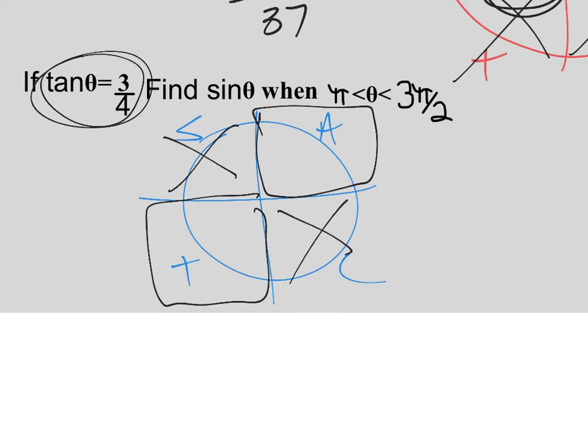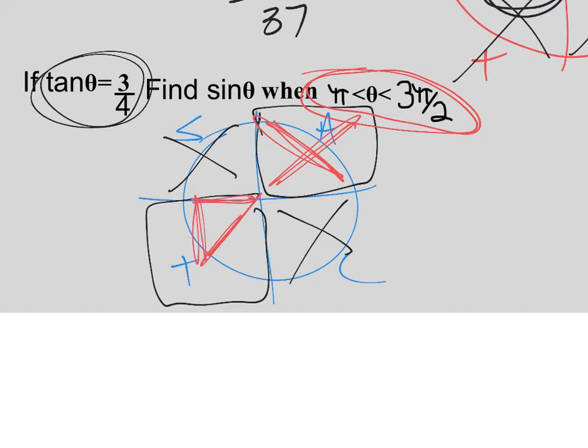Next, it does specifically give me a clue. It says that we're between pi and 3 pi over 2. That means this one's out too. And it must be in here. Always draw the triangle. Label sides. Tangent, TOA, opposite over adjacent. From this angle's perspective, the opposite side is 3 over adjacent side is 4. And this is the classic 3, 4, 5 triangle. And then don't forget the negatives. Did anybody forget?